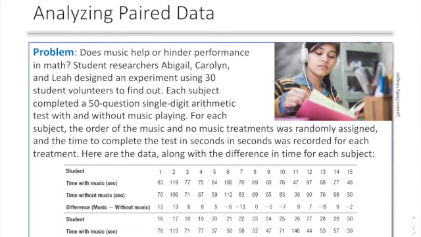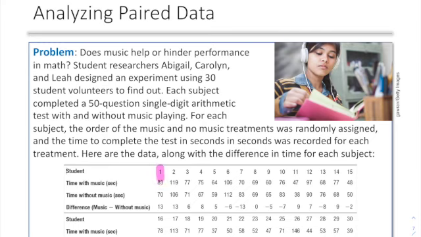So does music help or hinder performance in math? Student researchers Abigail, Carolyn, and Leah designed an experiment using 30 student volunteers to find out. Each subject completed a 50-question, single-digit arithmetic test with and without music playing. For each subject, the order of the music and no music treatments was randomly assigned, and the time to complete the test in seconds was recorded for each treatment. Here are the data along with the difference in time for each subject.